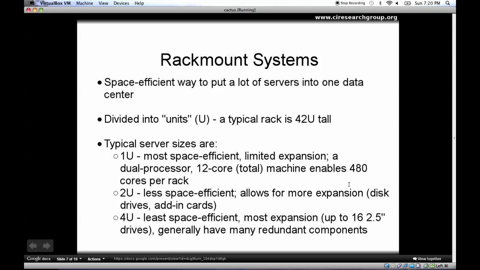For that setup, we use 2U and 4U systems, which are less space efficient but do allow for more expansion, more disks to be included, and more add-in cards.